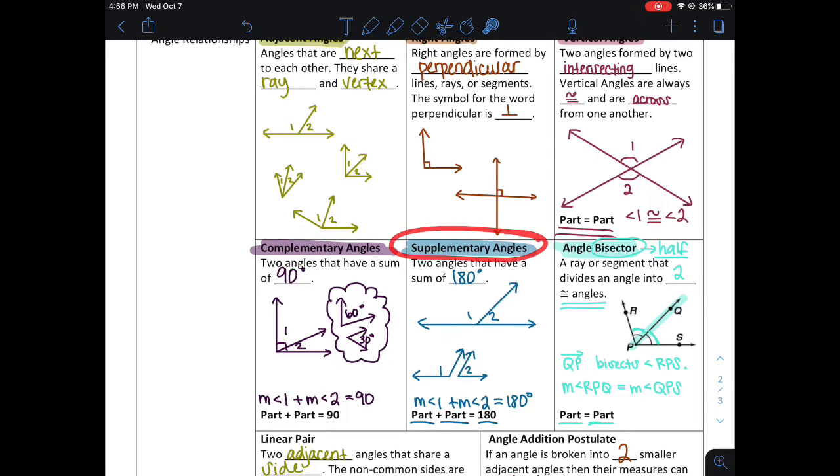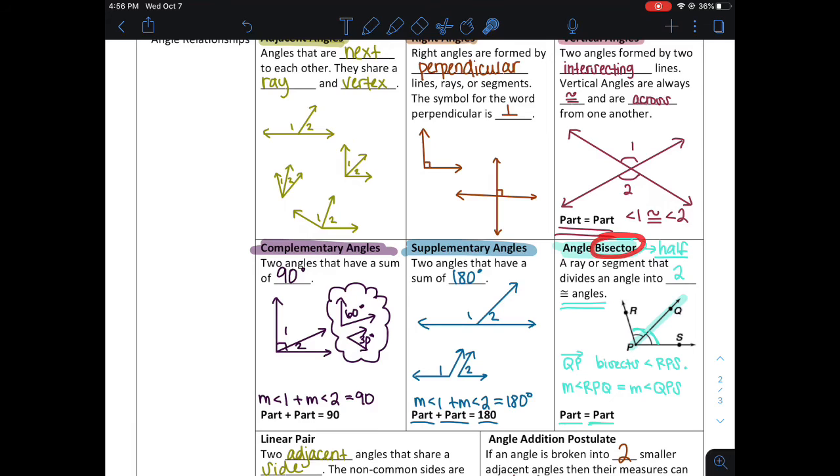Supplementary angles, on the other hand, they equal 180 degrees. So when you add them up, they should be like a straight line, basically. So they can be adjacent like this and share a vertex and a common side, or they don't have to be adjacent. They can be separate, but as long as they add up to 180, that means that they are supplementary. This is part plus part equals 180.